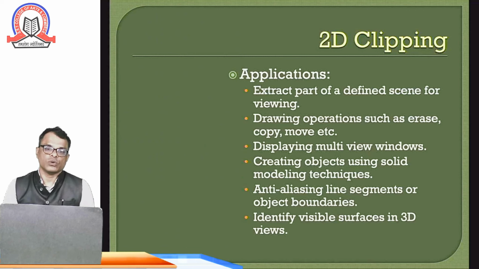Now the applications of 2D clipping. Extracting part of a defined scene for viewing, drawing operations such as erase, copy, move, etc., displaying multi-view windows, creating objects using solid modeling techniques, anti-aliasing line segments or object boundaries, and identifying visible surfaces in 3D views. So these are the different applications of 2D clipping. Up till now we understood what is meant by clipping. Now let's proceed with the types of clipping.